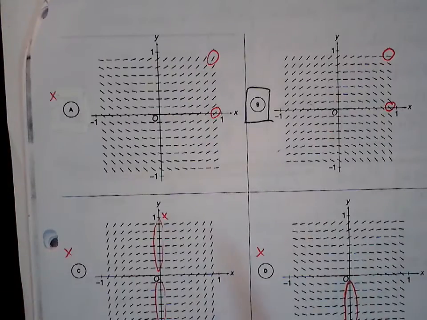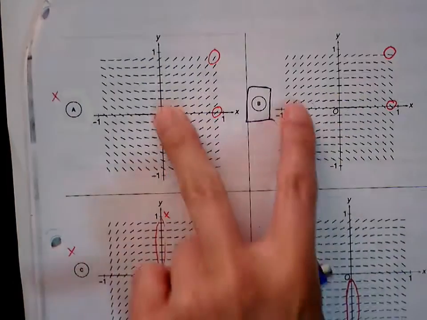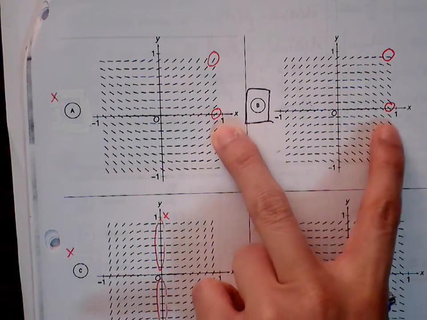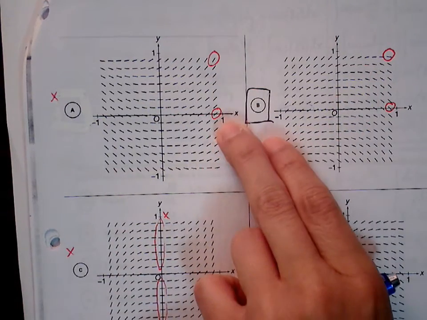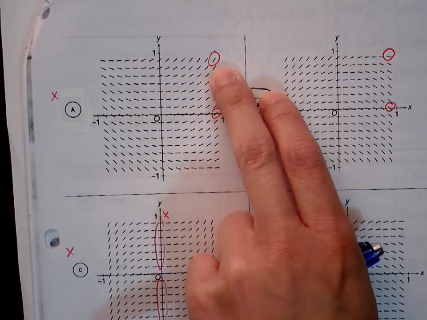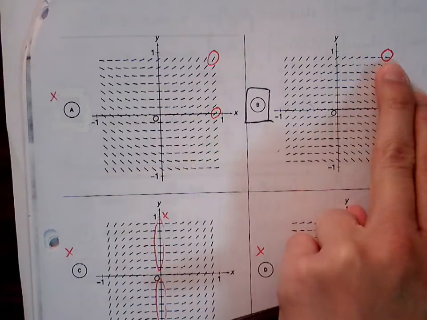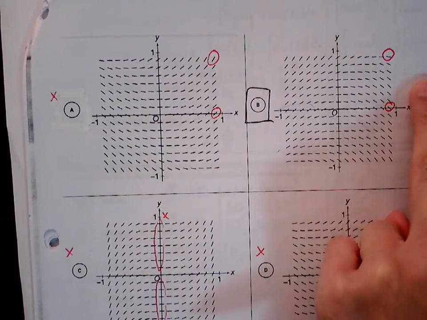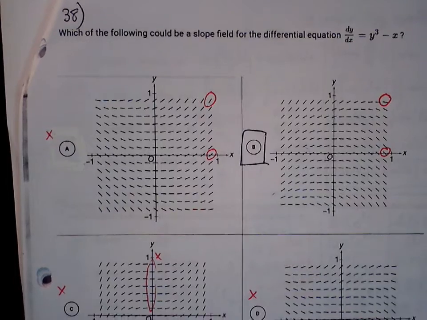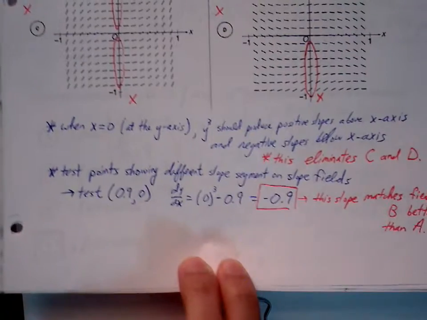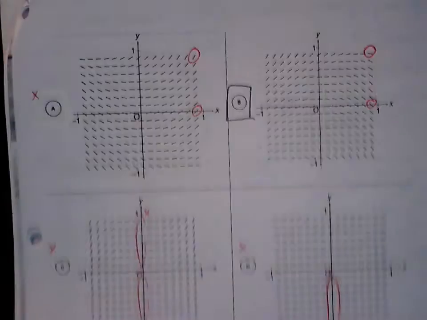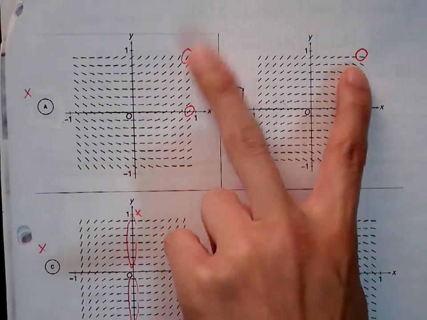And then once I'm down to these two, I'm looking at more specific ordered pairs. For instance, here, that looks like it's 0.9, 0.9. For that ordered pair 0.9, 0.9, am I getting a positive slope, or am I getting a slope that is closer to 0? If I put in 0.9 cubed minus 0.9, I'm going to get a negative slope, and that value, that negative slope, matches better with B than it does A.